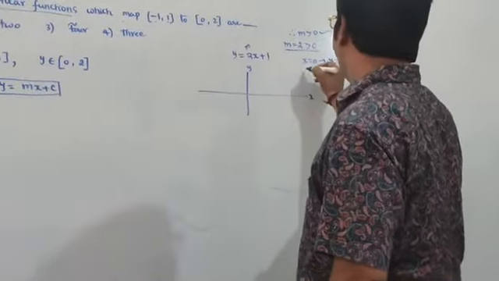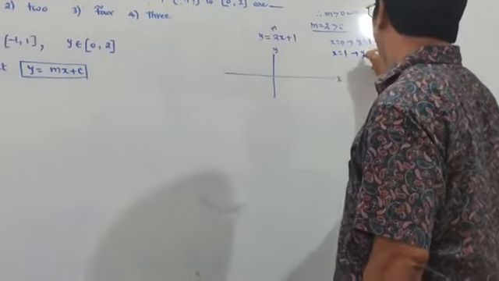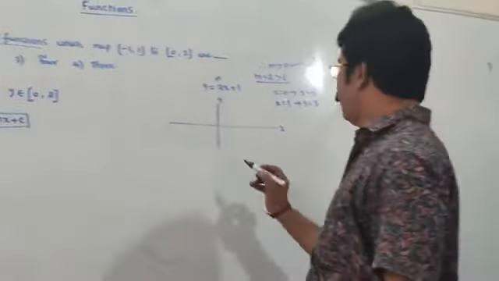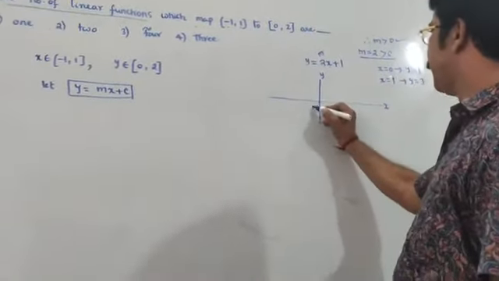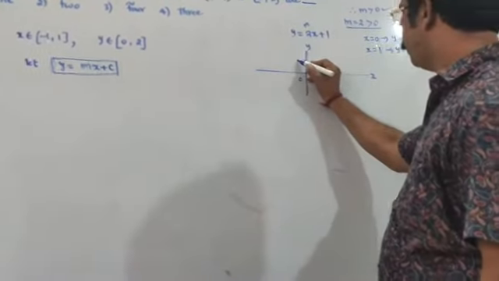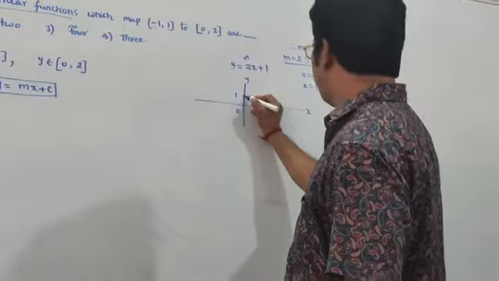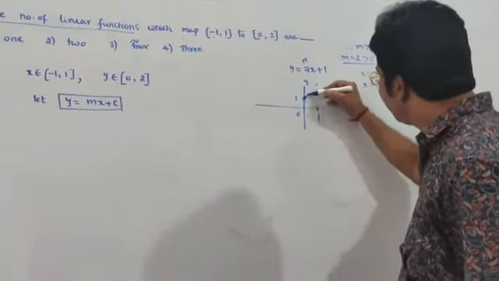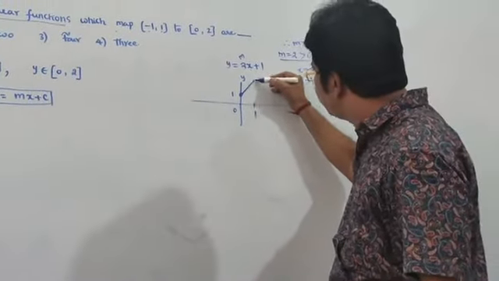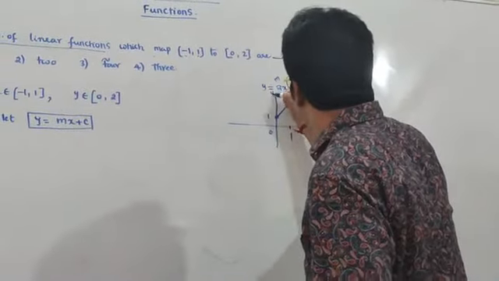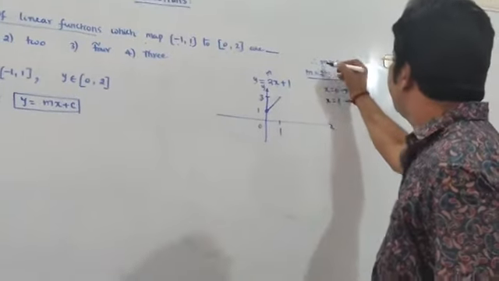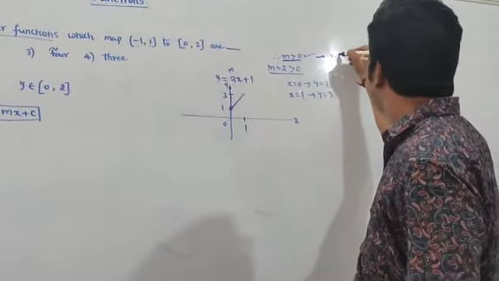Take another value, x = 1. Then y is 2 into 1, 2, plus 1, 3. Y value is 3. So let us plot these points. For x = 0, y = 1, so the point is (0, 1). Next (1, 3). For x value 1, y value is 3, which means it has increased from 1 to 3. That's why I am telling that if m is positive, then it is an increasing function.